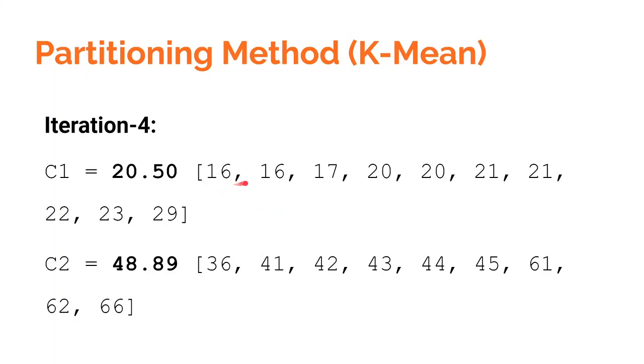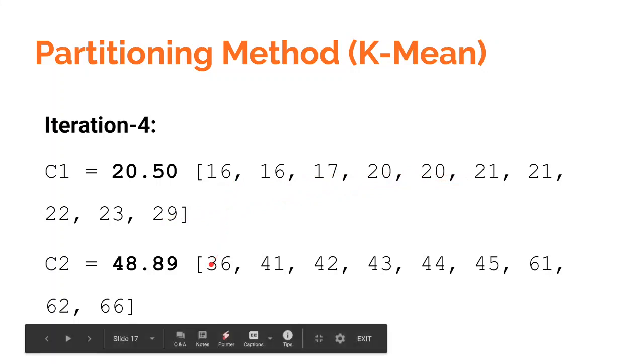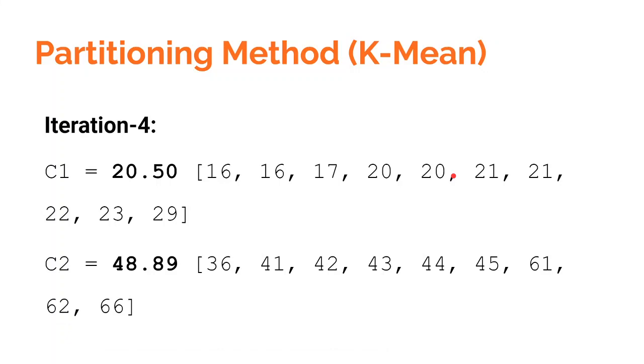So values from 16 to 29 are present in cluster 1 and values from 36 to 66 are present in cluster 2. Now in this iteration 4, you will have to calculate the updated mean value from the given clusters. If you calculate the mean value of cluster 1, again you will get a mean value of 20.50. You may consider approximate 21 for cluster 1.